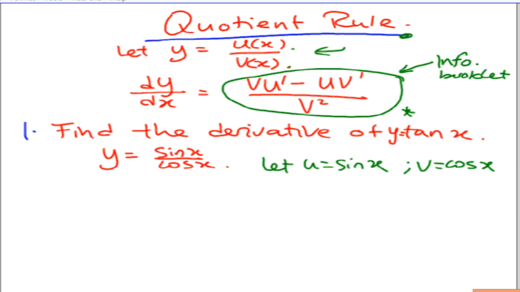So u dash, or du dx in this case, is cosine x, and v dash, or dv dx in this case, is negative sine x. And now I will also use the fish, but this time the fish is going to be with a minus sign in the I.